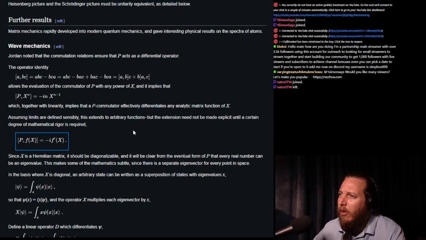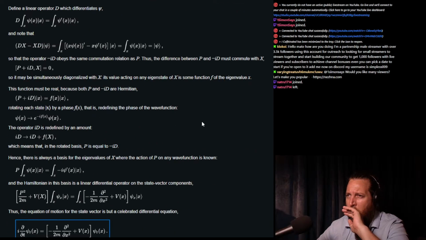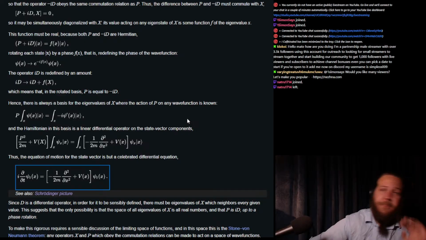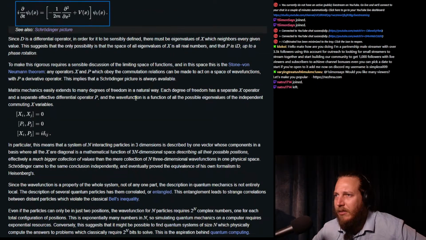Allows the evaluation of the commutator of P with any power of X, and it implies that [P, x^n] equals negative i ħ n x to the power of n minus 1. Huh. This is like, it's crazy that they even put this on Wikipedia. Like a regular person could understand what's going on here.